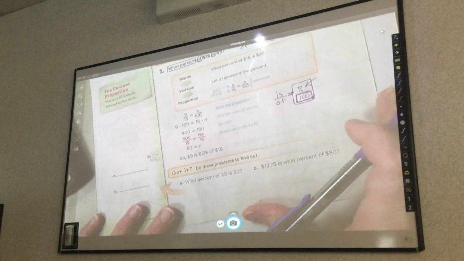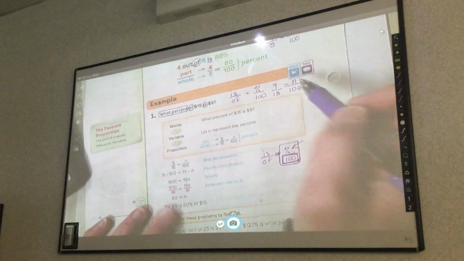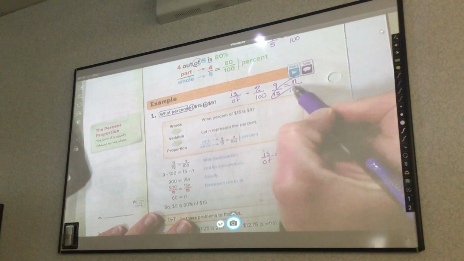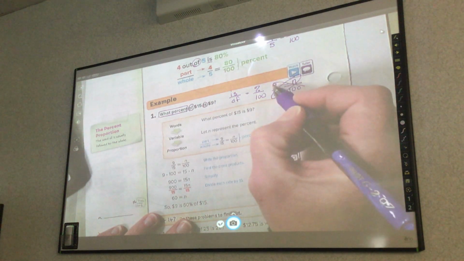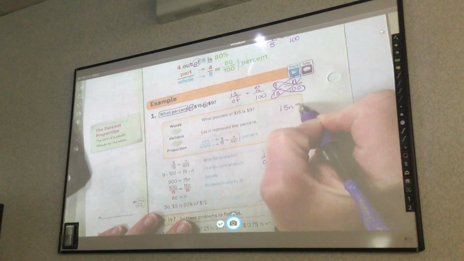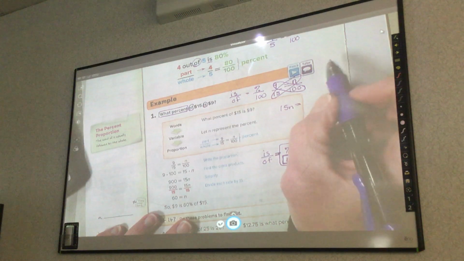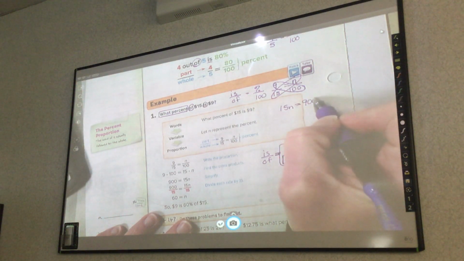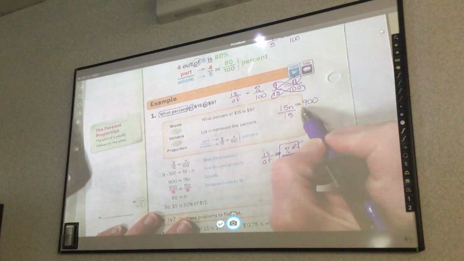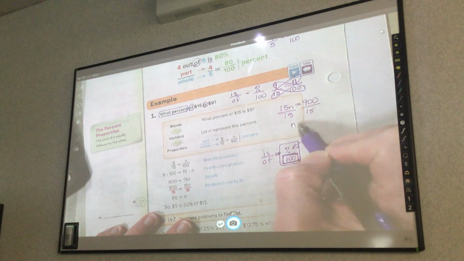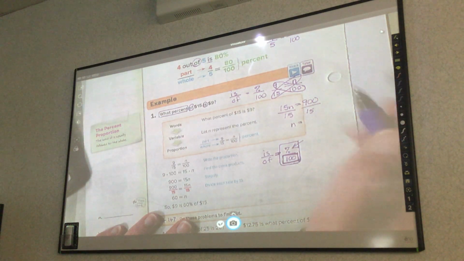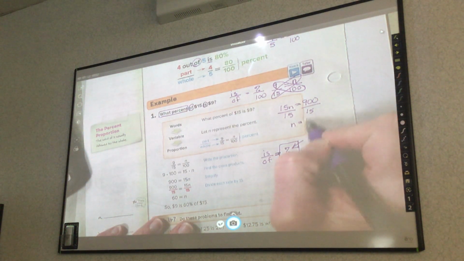I should go back up here and finish it. I want to see what you don't see in the example. I want to see you circling your cross products. So it's 15n equals 9 times 100, in my head. So go ahead and do it in your head and put 900 here. But then show that you're dividing by 15, dividing by 15. N equals, this is where I can stop and I can use my calculator. 900 divided by 15 is 60.